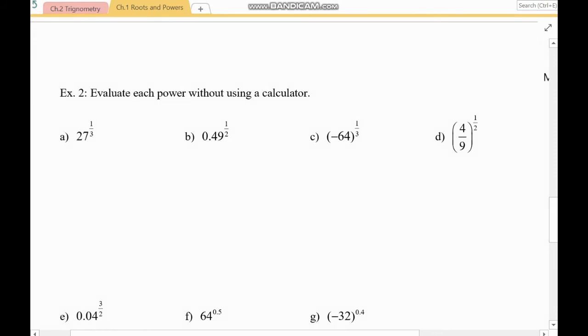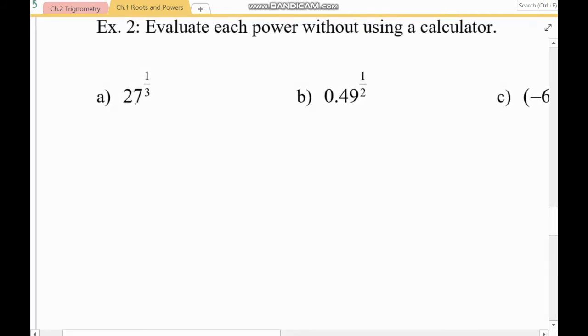Evaluate each power without using a calculator. Okay, this question, you have 27 to the power of 1/3. So we're going to look at 27 first. Can you actually express 27 using powers? Yes, you can. 27 is 3 to the power of 3. Is that right? And to the power of 1/3. Then 3 to the power of 3 and 1/3.